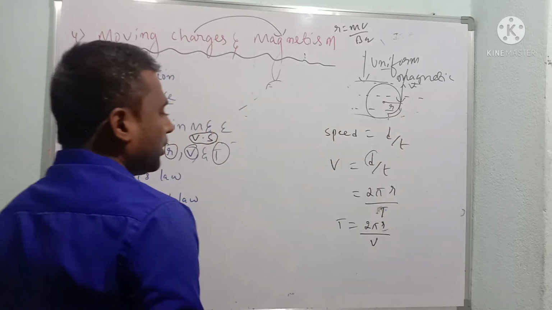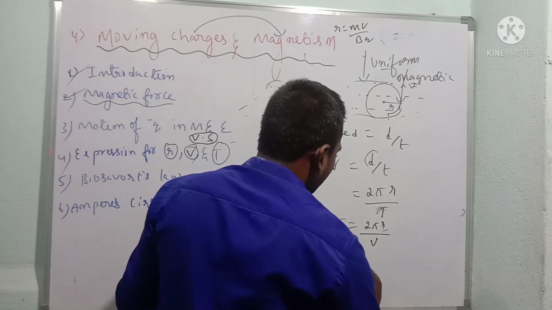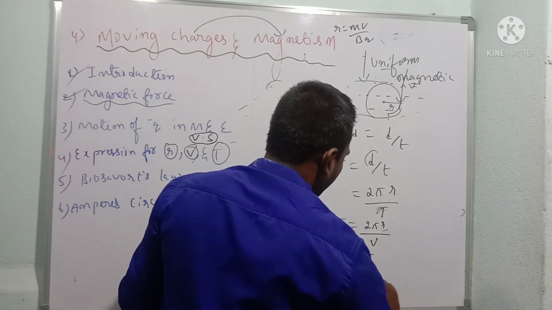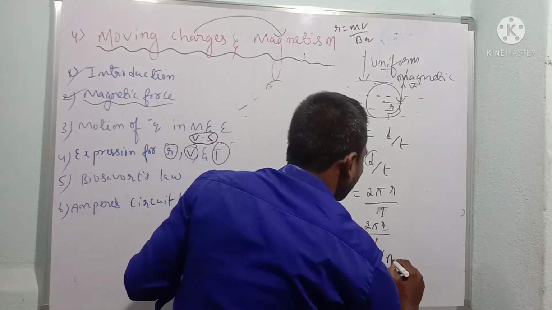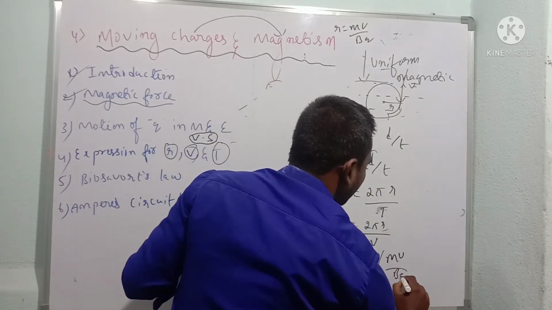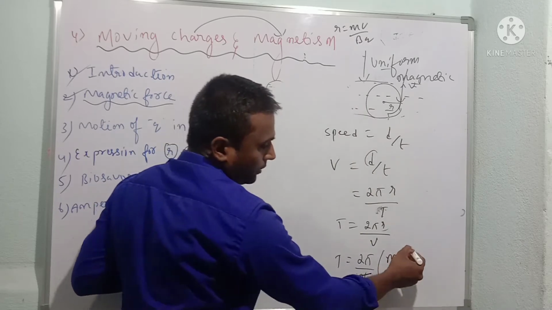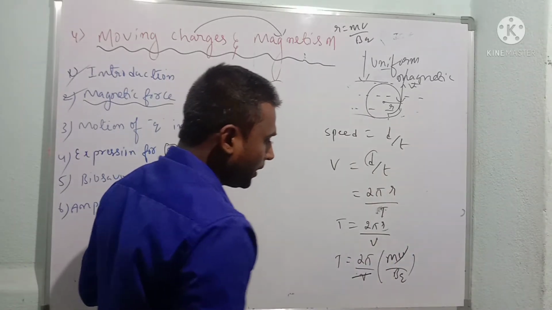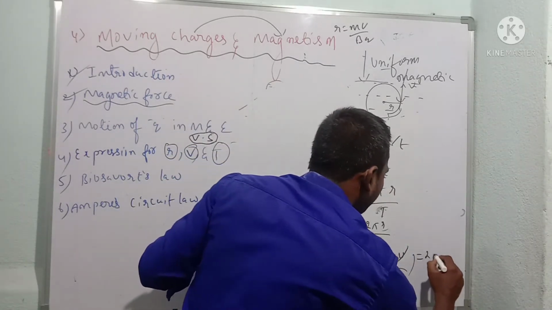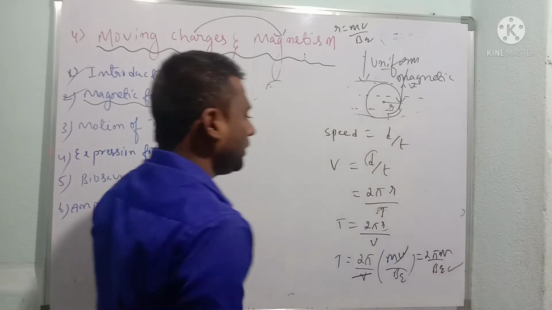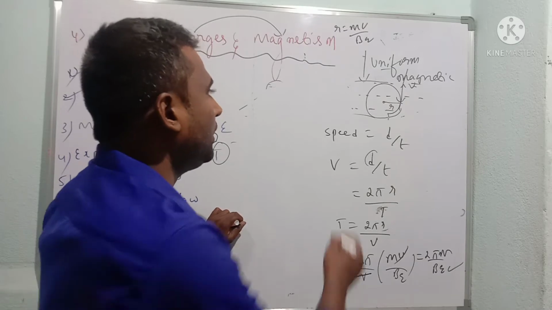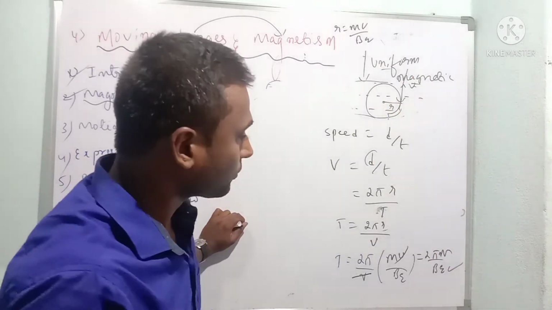So we get the time expression by substituting; the 2 pi and v I keep constant. R is equal to mv by BQ. So this v and this v cancel, students. It becomes 2 pi m divided by BQ. This is the important formula to find the time period of this electron.